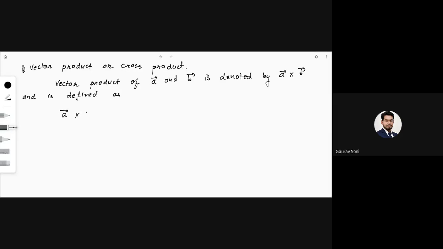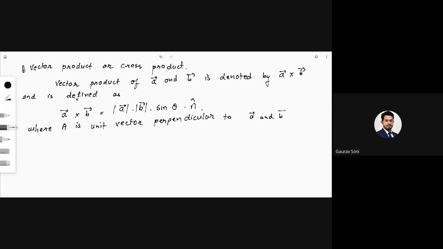A bar cross B bar is equal to mod of A bar, mod of B bar into sine of theta into n cap, where n cap is a unit vector perpendicular to A bar and B bar.